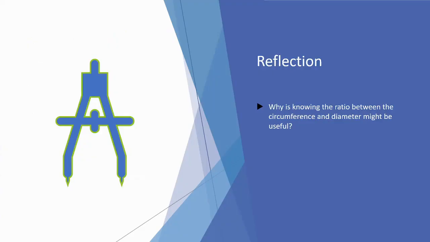For our reflection today, why is it important to know that ratio between the circumference and the diameter, and where might it be useful?